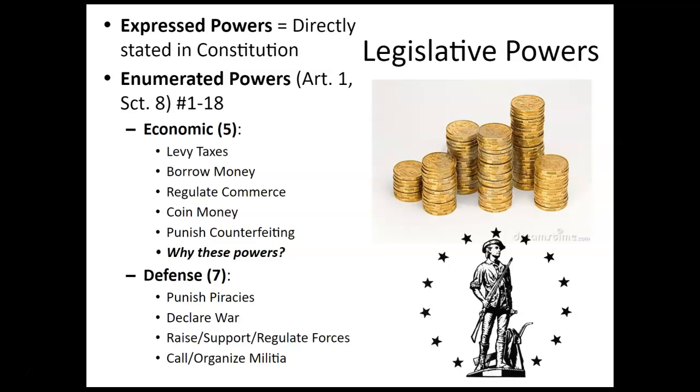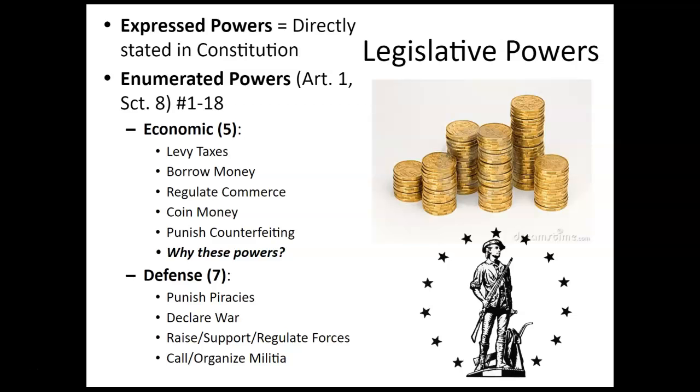As for defense powers, there are 7 of them. Like I said, they can punish piracy or pirates. Congress declares war. Okay, you need to understand this. A lot of people think that because the president is the commander in chief, they can declare war. They actually can't. It's Congress that does, and this is an example of separation of powers and checks and balances.